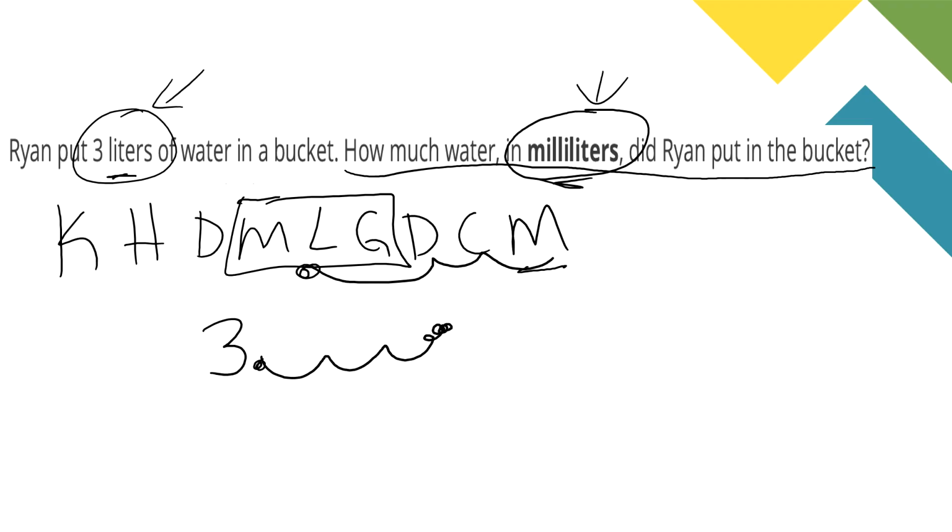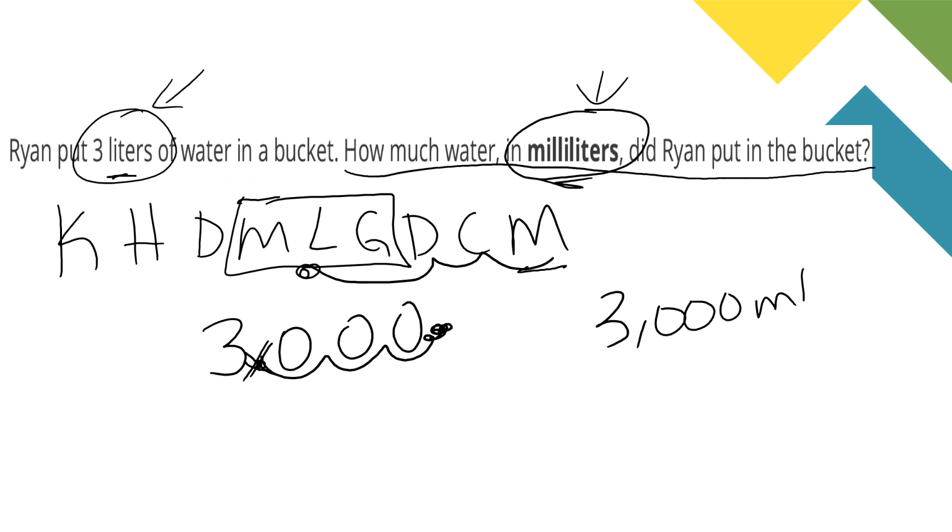Wherever I stop, put my new decimal point. Cross out the old one. Empty spaces, put a 0. So how much water in milliliters did Ryan put in the bucket? 3,000 milliliters. All right, let's go one more.